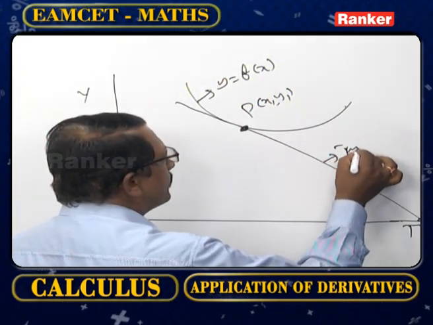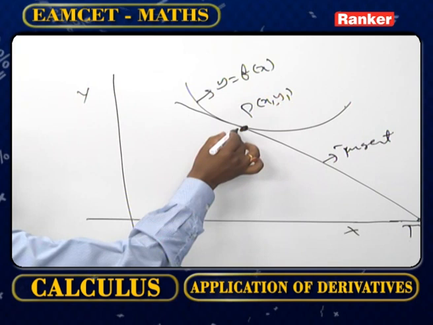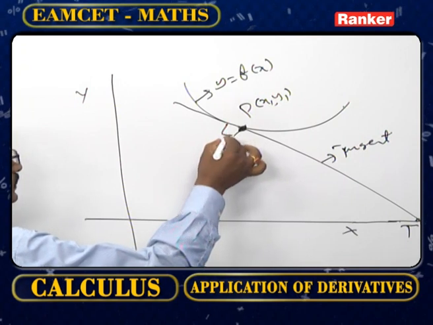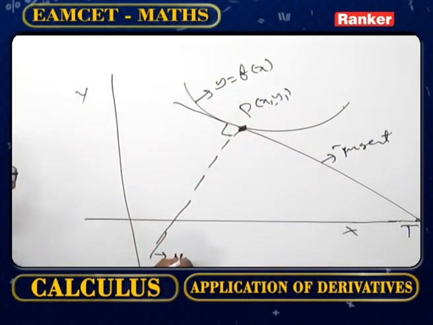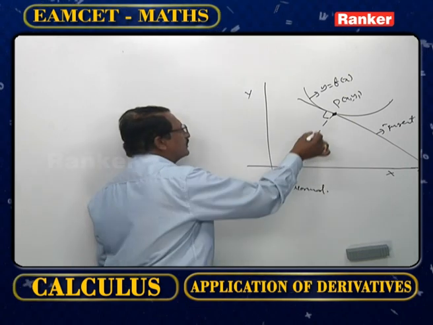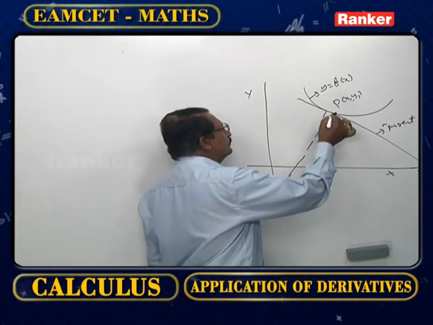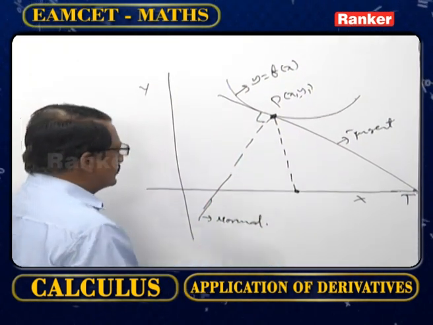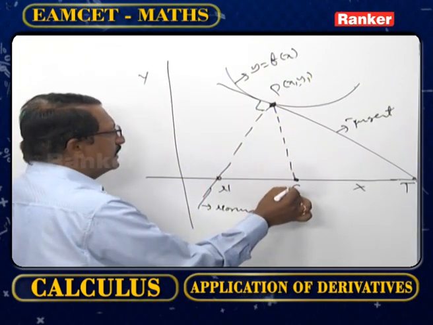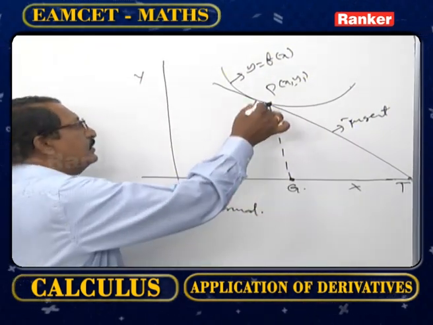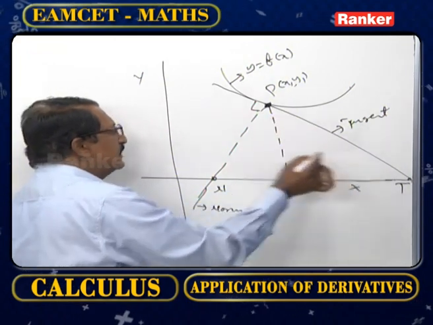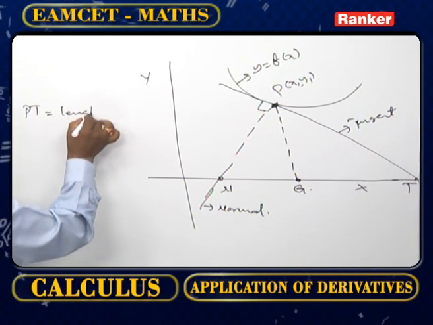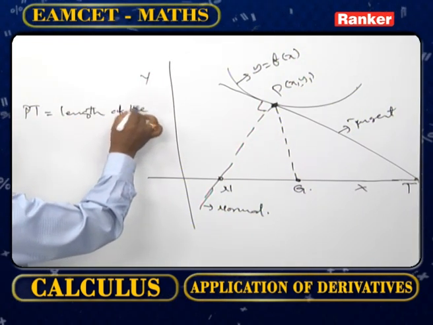Now it is the tangent. A line perpendicular to the tangent is called the normal to the curve at the point P. Now a perpendicular is drawn from P to the x axis. Consider this point N, with PQ perpendicular to it. Now the distance between P and T, PT, is called the length of the tangent.